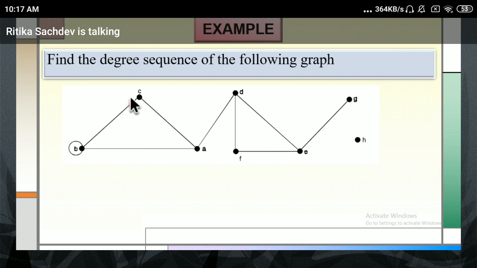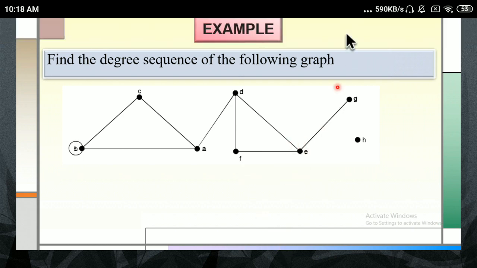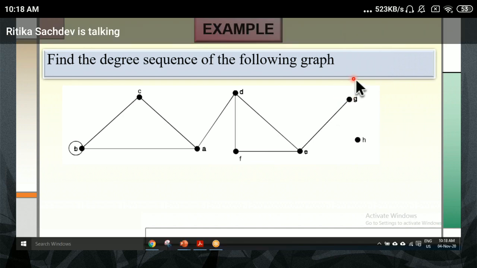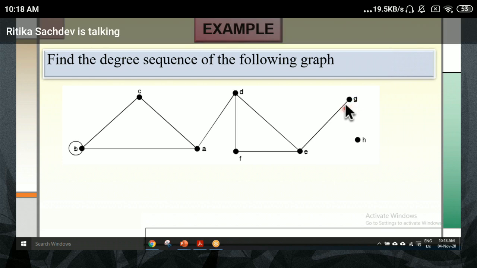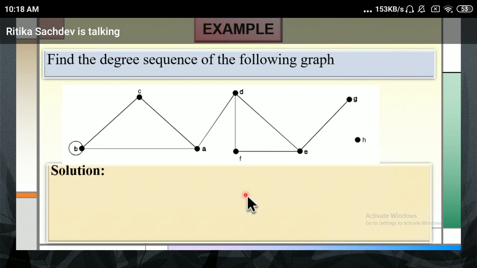Degree of C, there are two edges incident on C. So degree of C is 2. Degree of D, 1, 2, 3. So there are 3. But what is degree of E? Some people have punched 2. But degree of E is also 3. Degree of F is 2. And degree of G is only 1. There is one edge which is incident on G. And what is degree of H? There is no edge. So degree of H is 0. You cannot just put it blank over there.